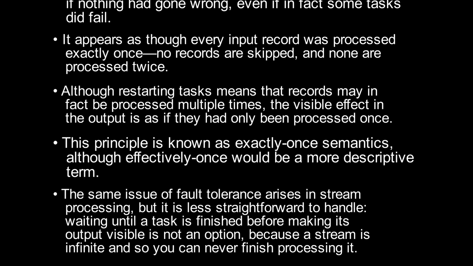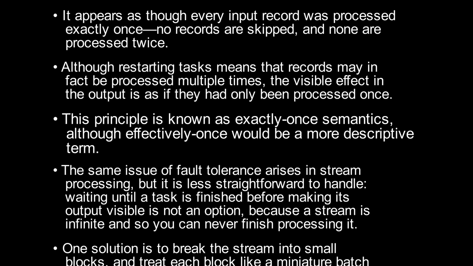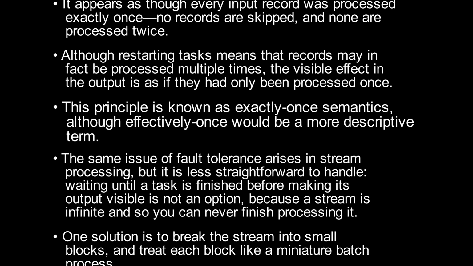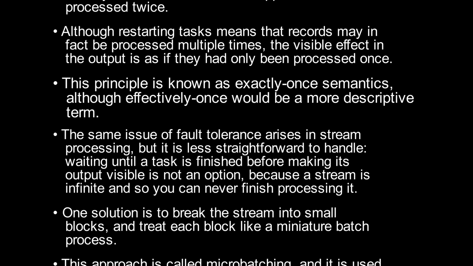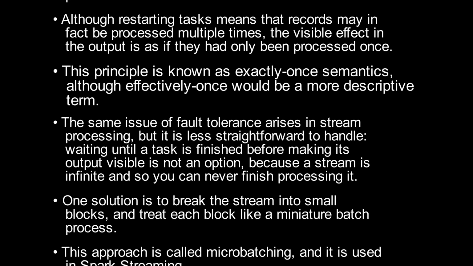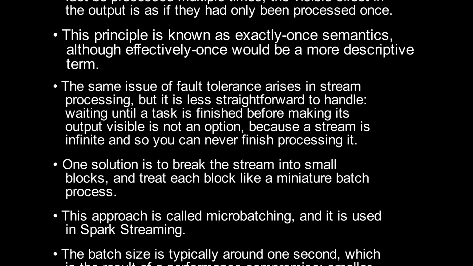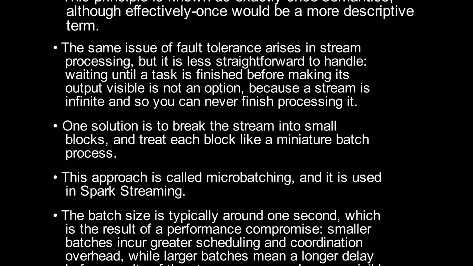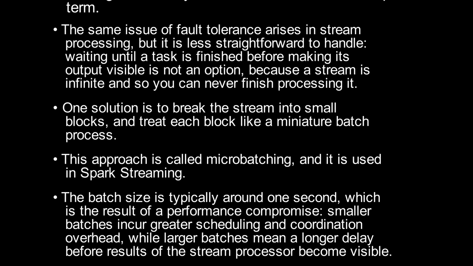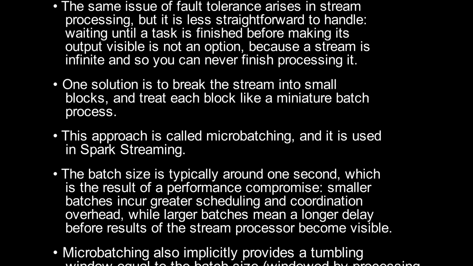The same issue of fault tolerance arises in stream processing, but it is less straightforward to handle. Waiting until a task is finished before making its output visible is not an option, because a stream is infinite and so you can never finish processing it. One solution is to break the stream into small blocks, and treat each block like a miniature batch process. This approach is called microbatching, and it is used in Spark Streaming. The batch size is typically around 1 second, which is the result of a performance compromise.